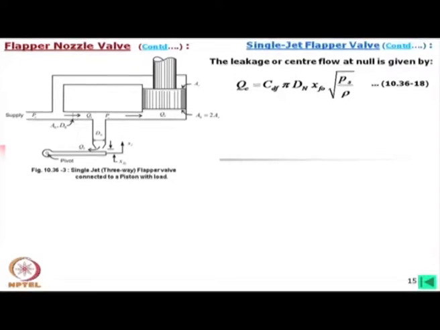The leakage or center flow at null is given by these equations. Now, here it is important: although this is a critical center valve, still there will be some leakage flow. We have earlier discussed the central flow. The central flow is important for a valve because it affects the flow gain. But this leakage can be expressed in this form.